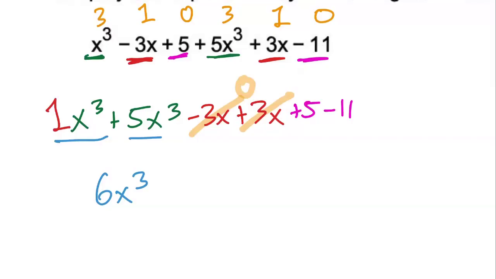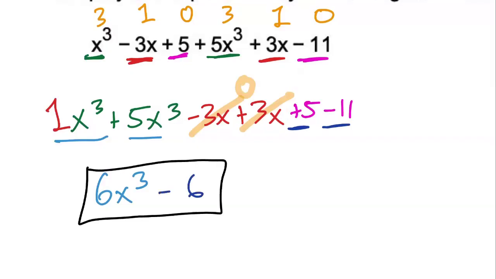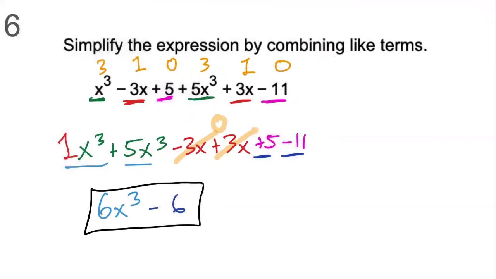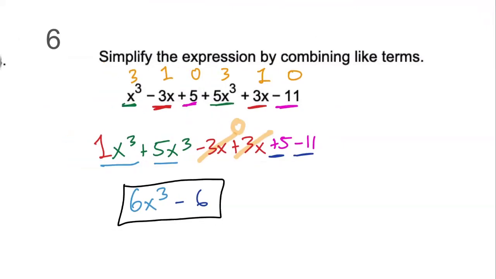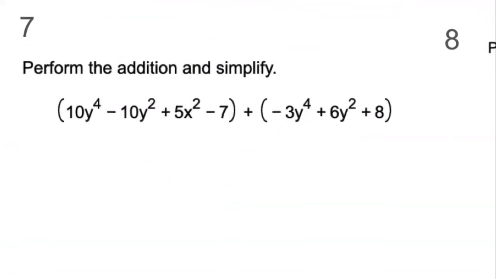All right. The next part, positive 5 and negative 11. What do we get? Negative 6. You get your answer. All right. Does anyone have any questions? No? Okay. All right, number 7.